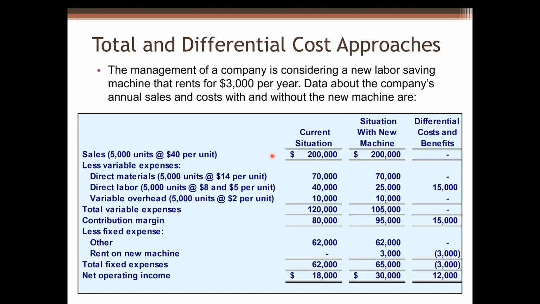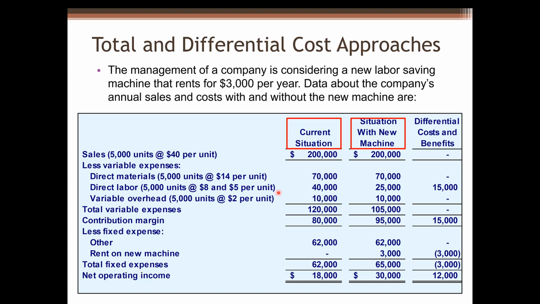Using the total cost approach, we create a contribution income statement for two alternatives: the current situation without a new machine and the situation with the new machine. Recall the contribution income statement. We start from sales minus variable expenses, and then we get the contribution margin, minus fixed expenses, and then we can get net operating income.